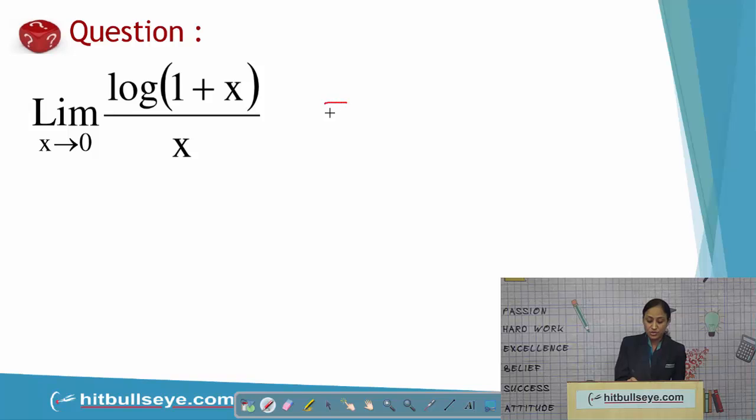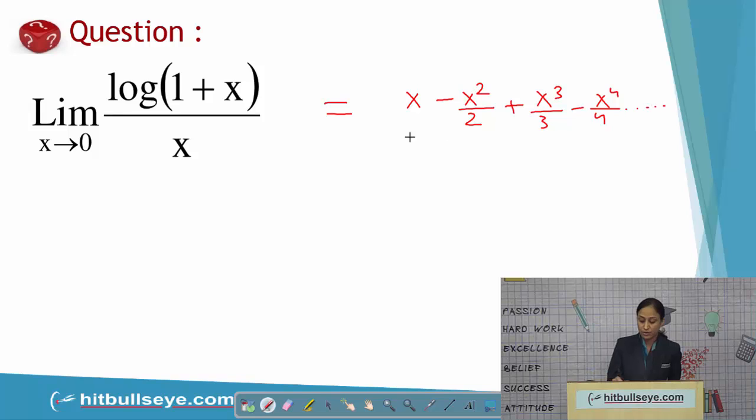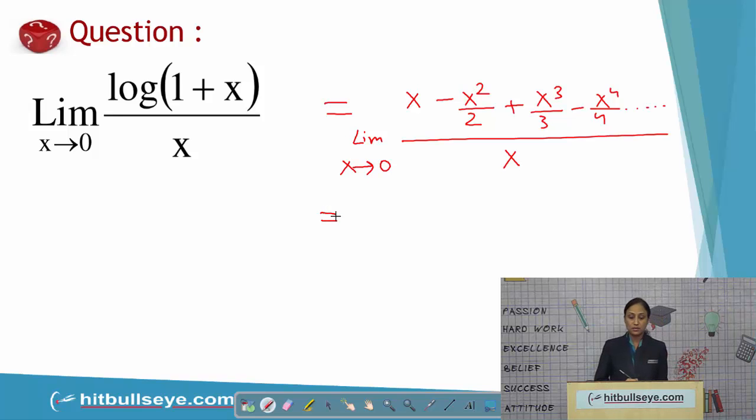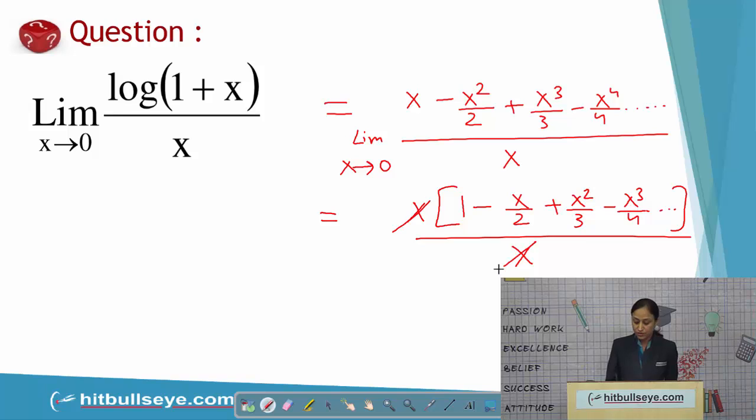So we apply the expansion of log 1 plus x as x minus x square by 2 plus x cube by 3 minus x4 by 4 and so on, whole divided by x, limit x approaches 0. Now there is a common factor x in the numerator and denominator, which we cancel out. So we take x common in the numerator and cancel out with the x in the denominator, limit x approaching 0. Now we apply this value 0 in the left out portion. We get only 1 as the answer.